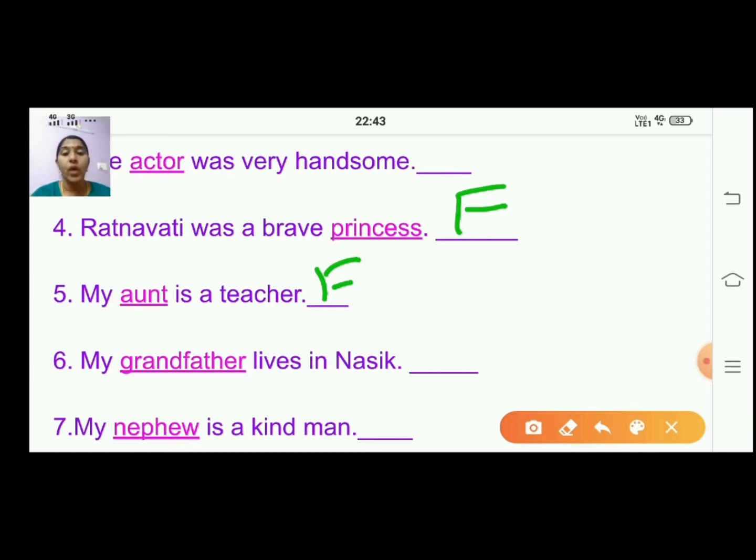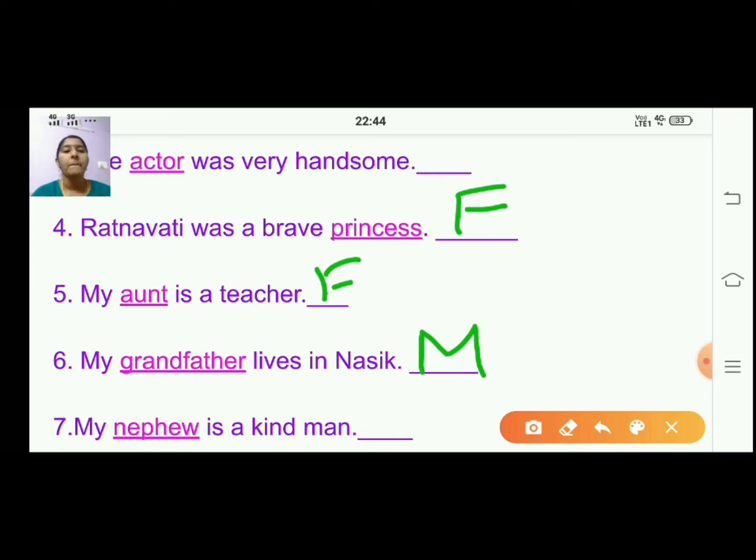Now the sixth one, my grandfather lives in Nasik. My grandfather lives in Nasik. Grandfather, masculine, we mark M. Right? Easy, right? Yes. So you all can do it very easily. So just go through it, complete it in your book without seeing, right? You will read, finish it, right?